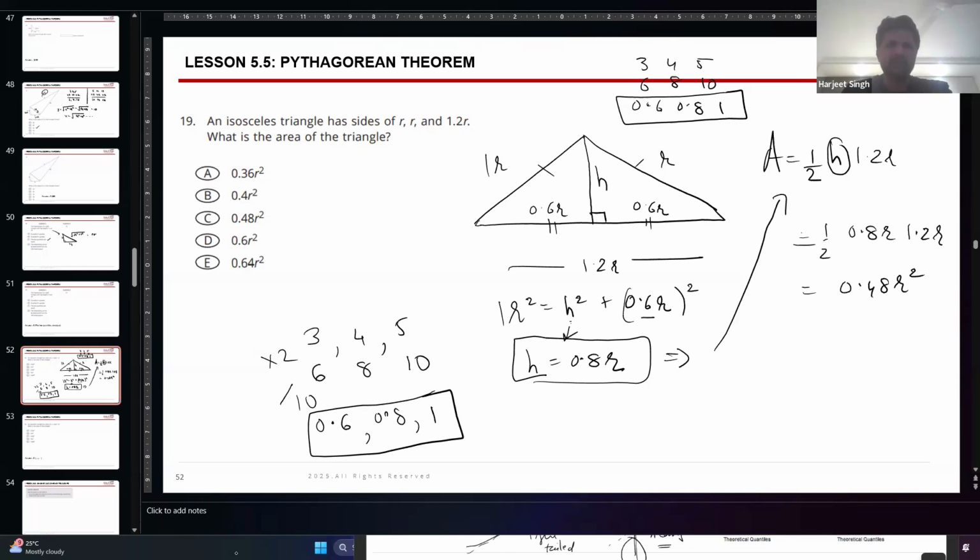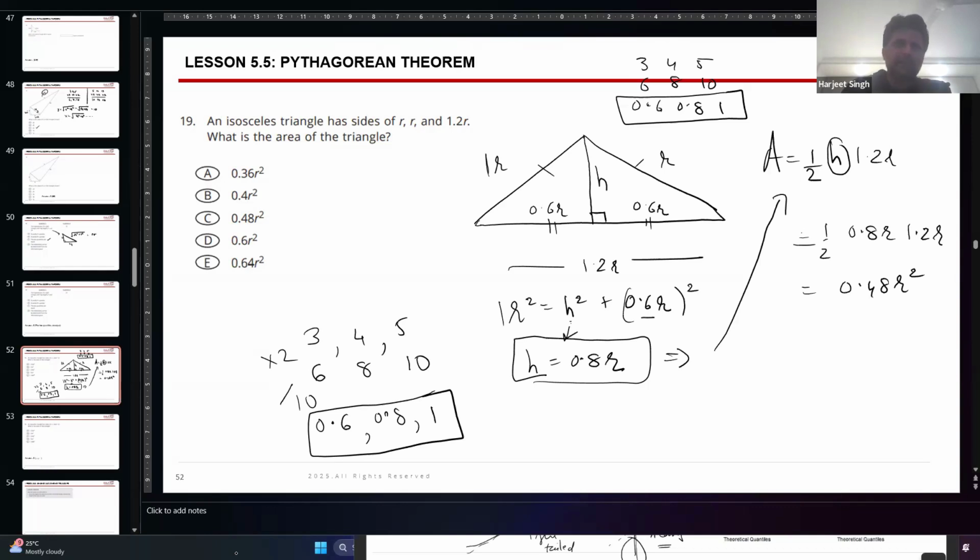So this was important. Just like we can multiply to get a new triplet, we can also divide to get another triplet. So whenever you have decimals in Pythagoras theorem problems, you can divide triplets and get a new triplet, which is in decimals. So the clue here is 1 and 0.6.